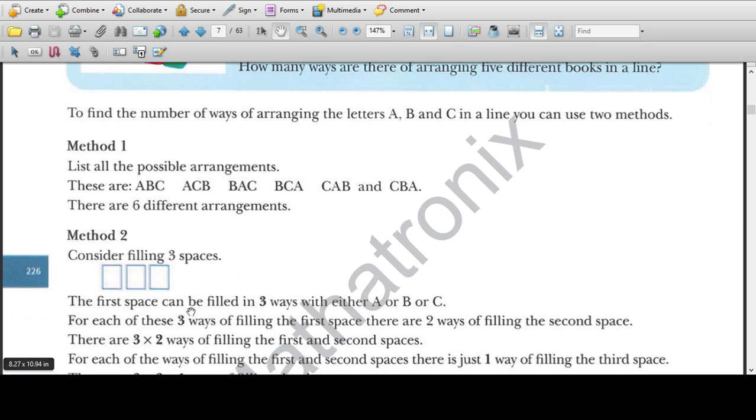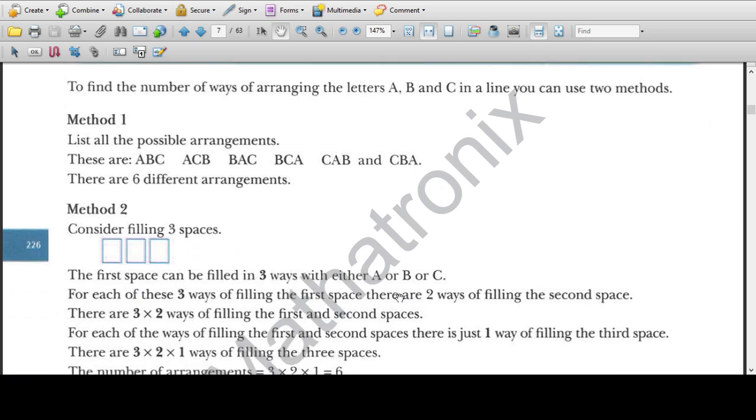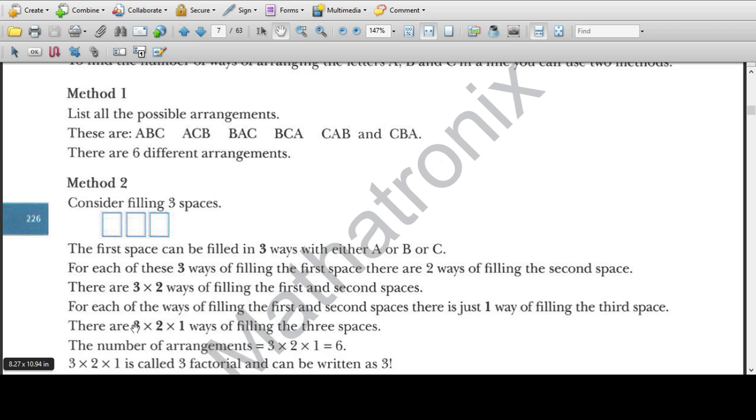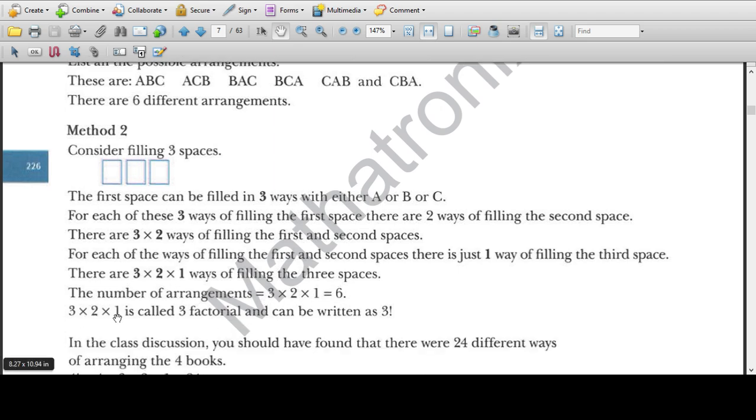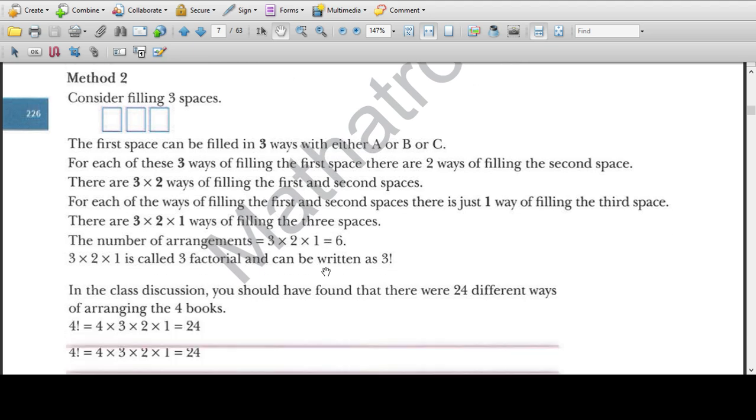So the first letter can be placed in 3 ways, with either A, B or C. For each of these 3 ways of filling the first space, there are 2 ways of filling the second space, and the last one has only one place. So there are 3 into 2 into 1 ways of filling the 3 spaces. This is 3 factorial, or 3 into 2 into 1, which is 6. So 3 into 2 into 1 is called 3 factorial and can be written as 3!.